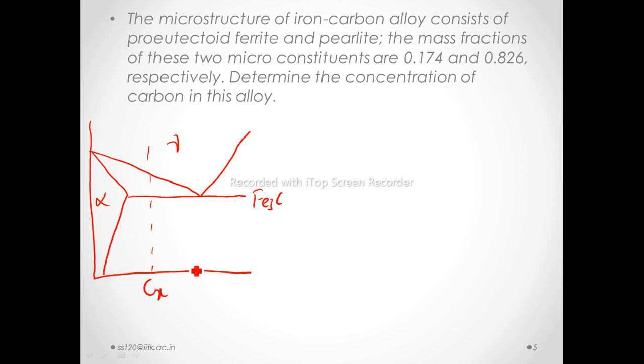This we don't know. That is considered as the Cx value, and we know the weight fraction of proeutectoid ferrite, alpha prime, that is 0.174, and the weight fraction of pearlite, that is 0.826, right?